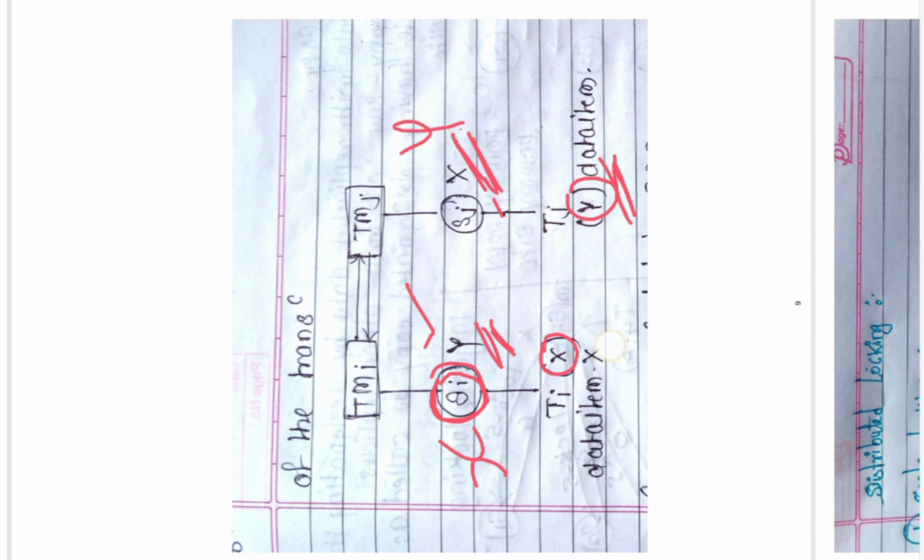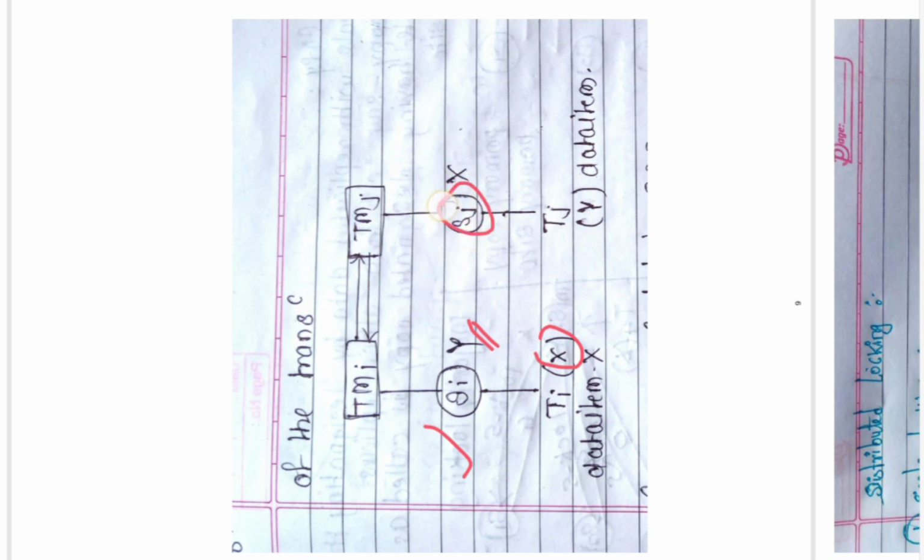Understood? One more time. On site SI, I am having data item Y present, but I require data item X, and who has this data item X? Site SJ. In the opposite way, this site SJ is having data item X, right, and what it needs is data item Y, but this data item Y is present on site SI.